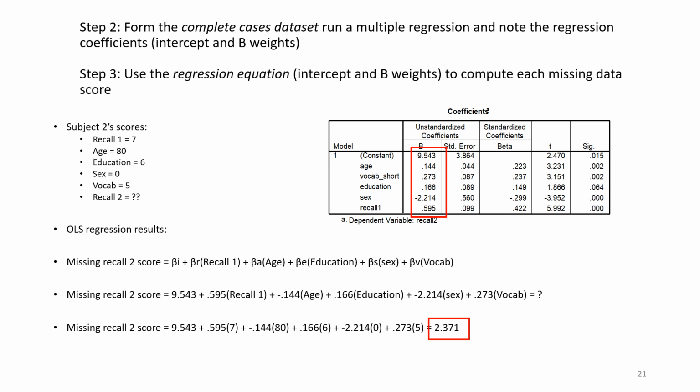But we plug the values in, so recall of 7 gets plugged into recall 1 in the bottom equation. Age of 80 gets plugged in where age was. Education of 6 gets plugged in, and so forth. Now we have numbers for all aspects of the equation, we can solve the equation and we come up with a score of 2.371.